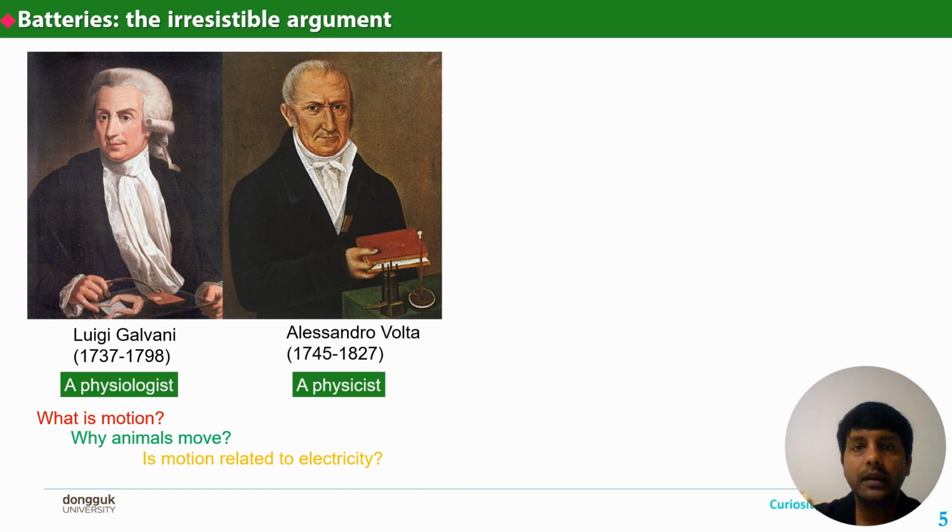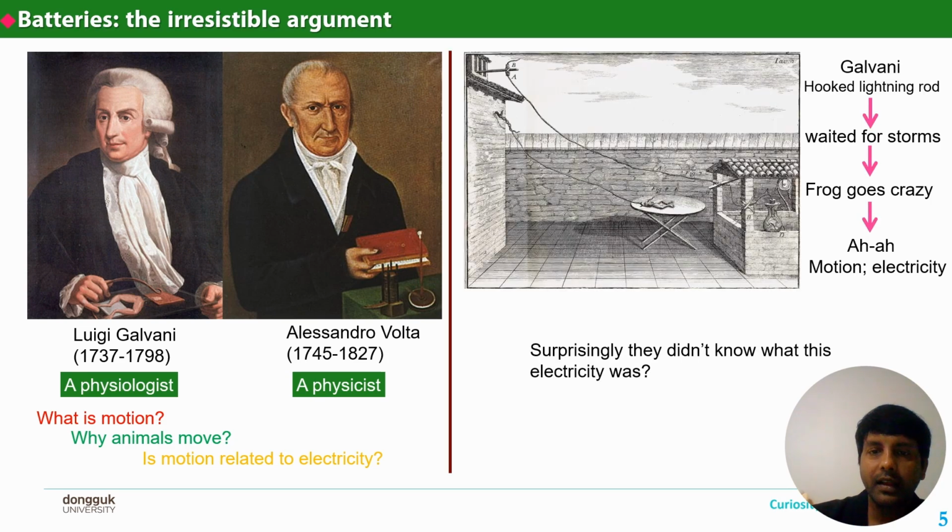If we dive deep into the history, we would find that there were very irresistible arguments between two major scientists, Galvani and Alexander Volta. Galvani had an opinion that it is motion which generates electricity. On the contrary, the physicist Alexander Volta had a different opinion. Let us discuss their experimental setups, and we will appreciate how differences in opinion lead to remarkable discoveries in science.